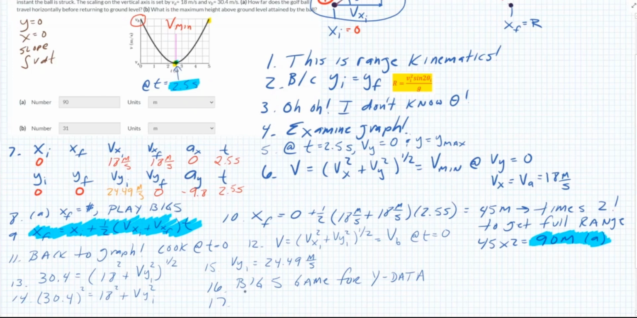I'm going to say, because I'm after the maximum height, so I guess I'm going to do this. Oh, I better update this too. So this now becomes Y initial still 0, and this is the maximum. So this is the Y final. So for part B, this is part B.